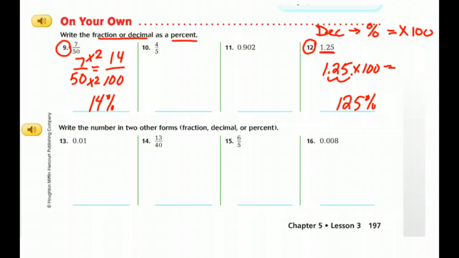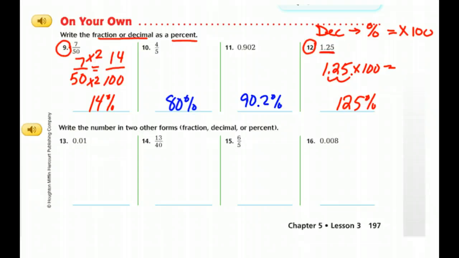If you want to complete questions 10 and 11 on your own, go ahead and pause the video, and I will share the answers. Okay, thanks for coming back. These would be 80% and 90.2%.